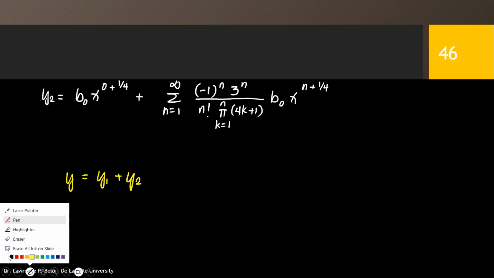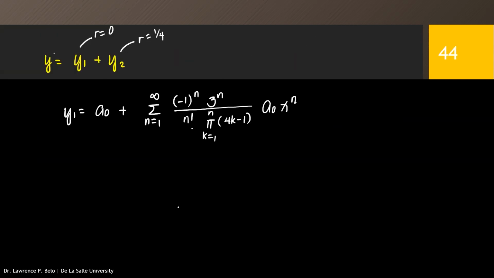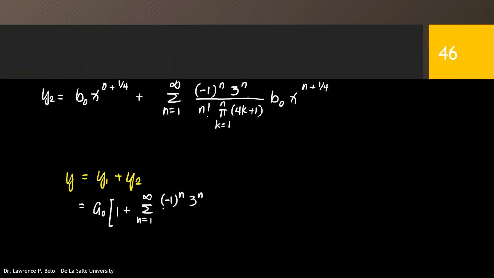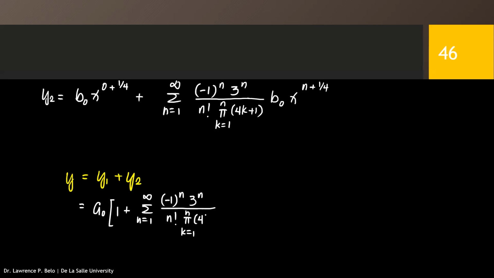So maybe we can rewrite that. So a sub 0, let's just factor out a sub 0. It's going to be 1 plus the summation from n equals 1 to infinity of negative 1 to the n, 3 to the n over n factorial, pi from k equals 1 to n of 4k minus 1. And then here you have x to the n.